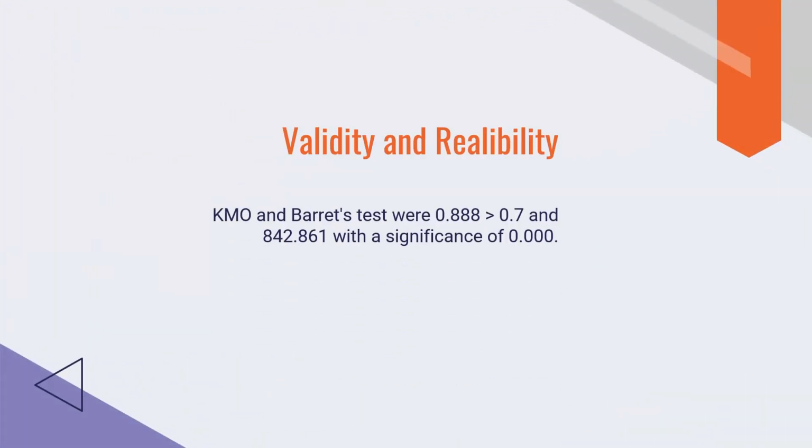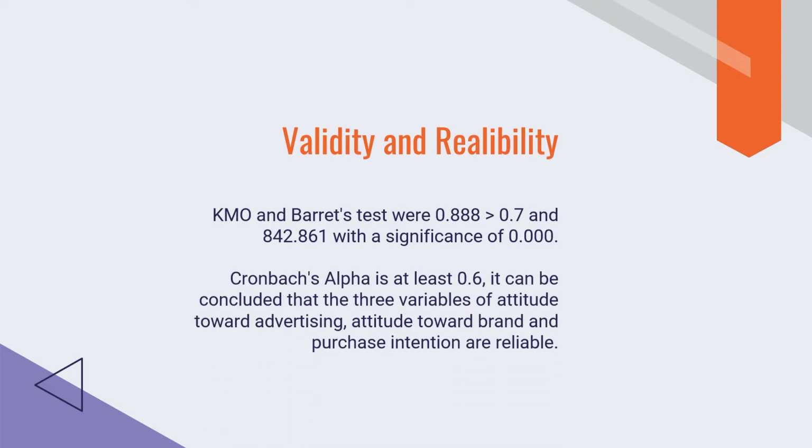Validity and reliability. The KMO and Bartlett test value is 0.88 with a significance of 0.0. The KMO value is greater than 0.7, which indicates all items are valid. Cronbach's alpha is at least 0.6. It can be concluded that the 3 variables of attitude toward advertising, attitude toward brand, and purchase intention are reliable.